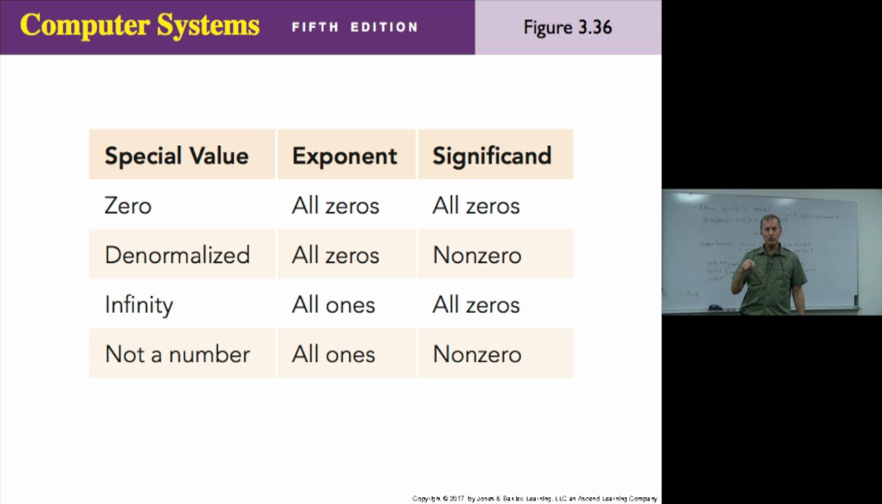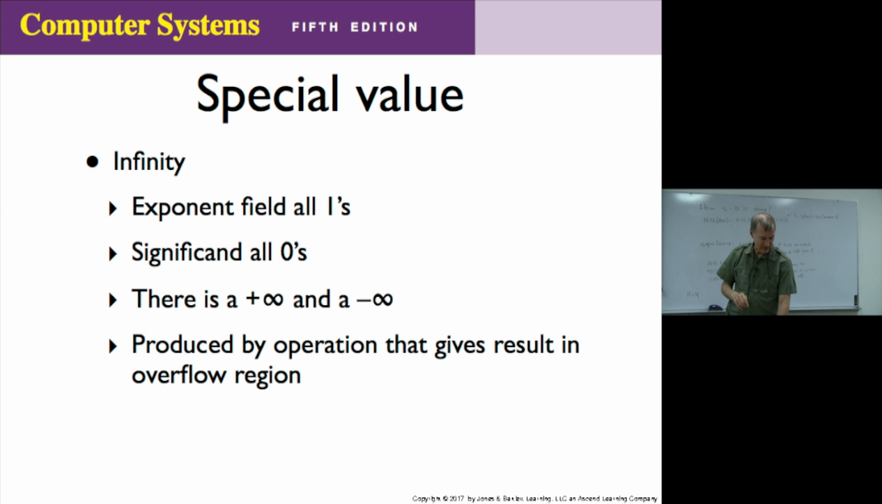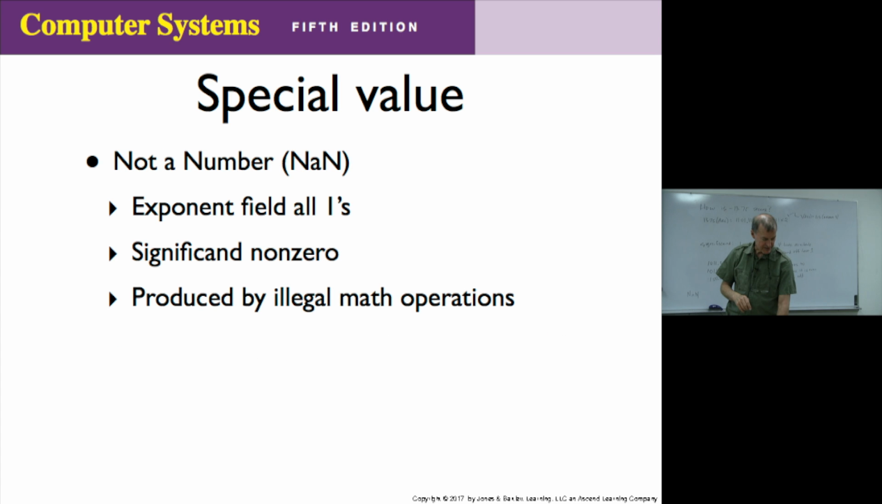And here again, the rules follow not a number. If you ever add something to not a number, what do you get? Not a number. So it kind of absorbs all your errors, and in the end you know something happened along the way. If you multiply not a number with infinity, you get not a number. So there are rules like that. Here's a special value for infinity. Here is the special value for not a number. And there's one more special value.